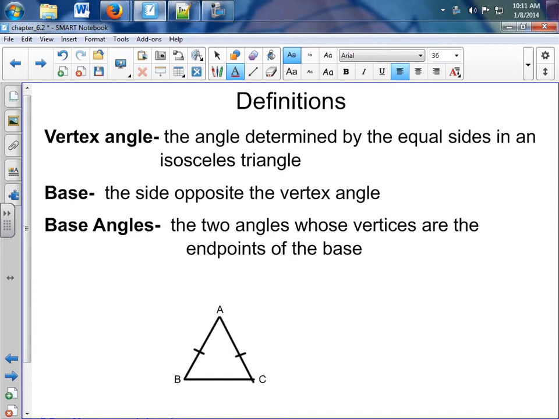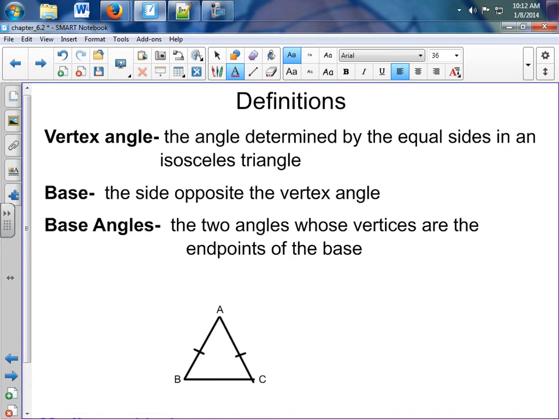Okay? Vertex angle, the angle determined by the equal sides in an isosceles triangle. A is your vertex angle. Where the two sides come together, bam, that is your vertex angle. The base, obviously, is the opposite of the vertex angle.